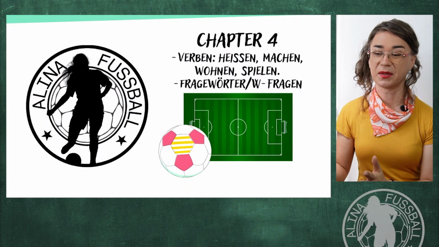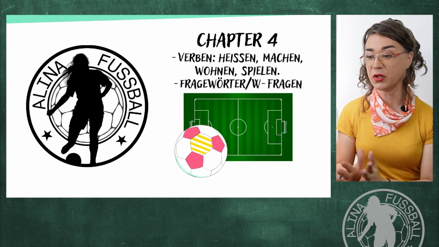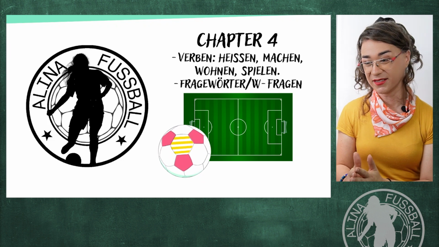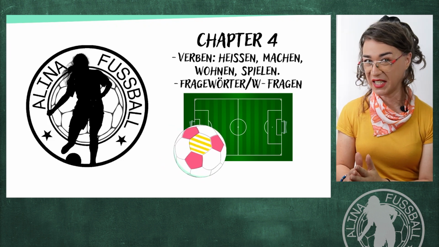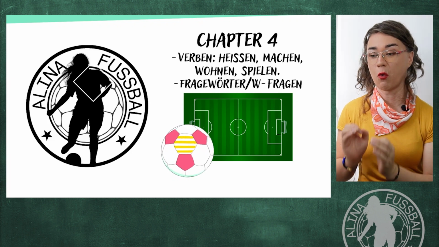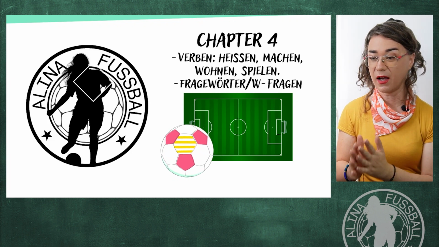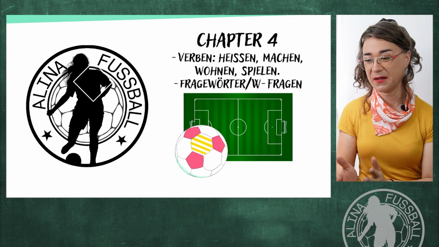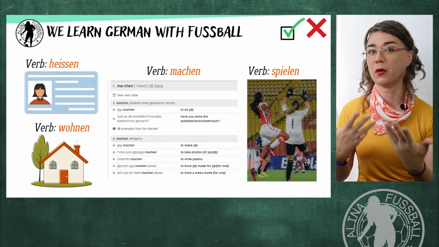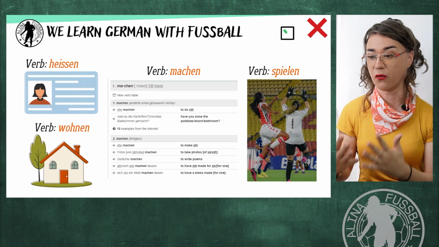In today's chapter, we will have a look at the use of four verbs that are heissen, machen, wohnen, spielen. And we will combine the use of those verbs into questions. We call them Fragewörter oder w-Fragen. For starters, we need to know about the definition of these four verbs.